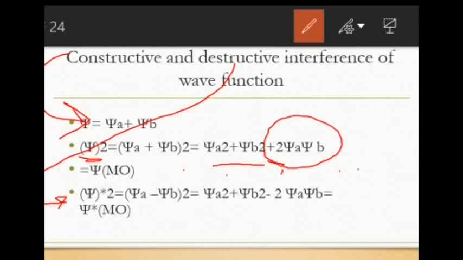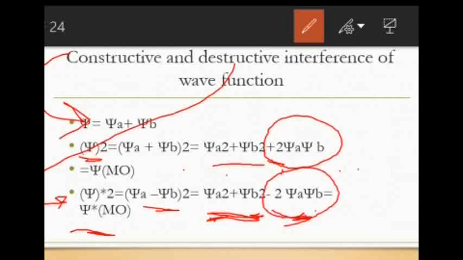If we talk about antibonding molecular orbital, psi star square equals psi a minus psi b whole square, equals psi a square plus psi b square minus 2 psi a psi b. We can observe that psi star square is less than psi a square plus psi b square by 2 psi a psi b. Understand?